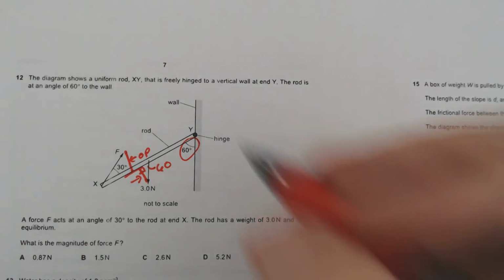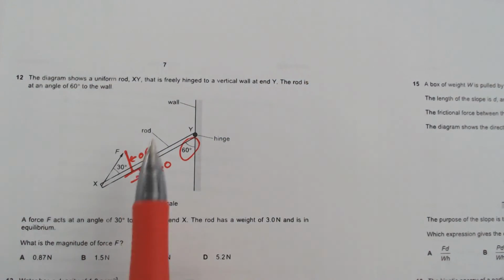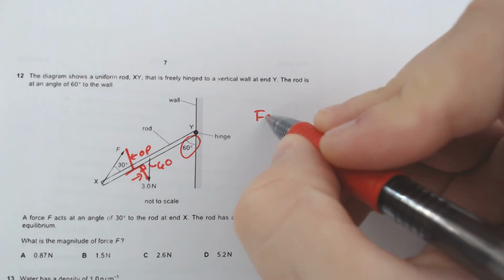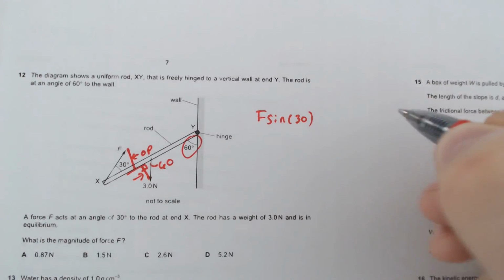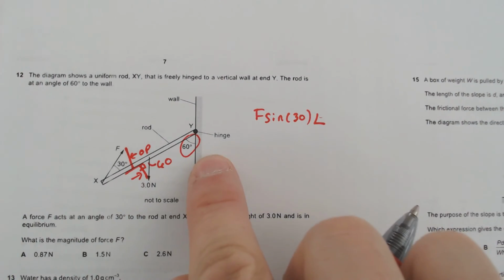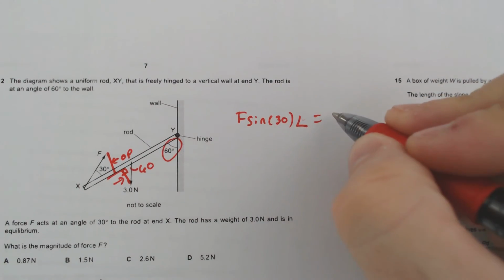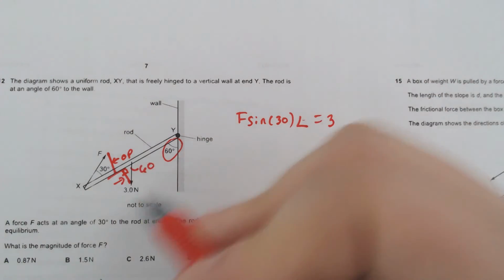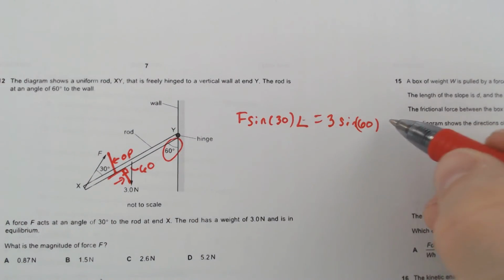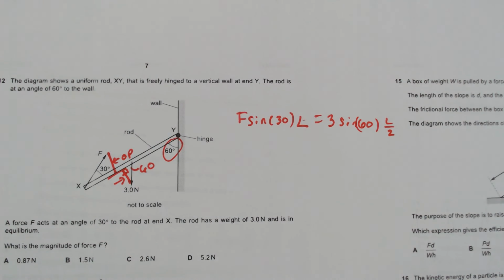So both of those are opposite. And because one is pulling up and the other is pulling down, they're going to be counteracting each other to the point where they're in equilibrium. So we have force, sine of 30, because it's opposite, times a full length or radius away, must be equal to the force, which is 3 for the other one, sine of 60, times not a full radius, but half the radius, so L over 2.